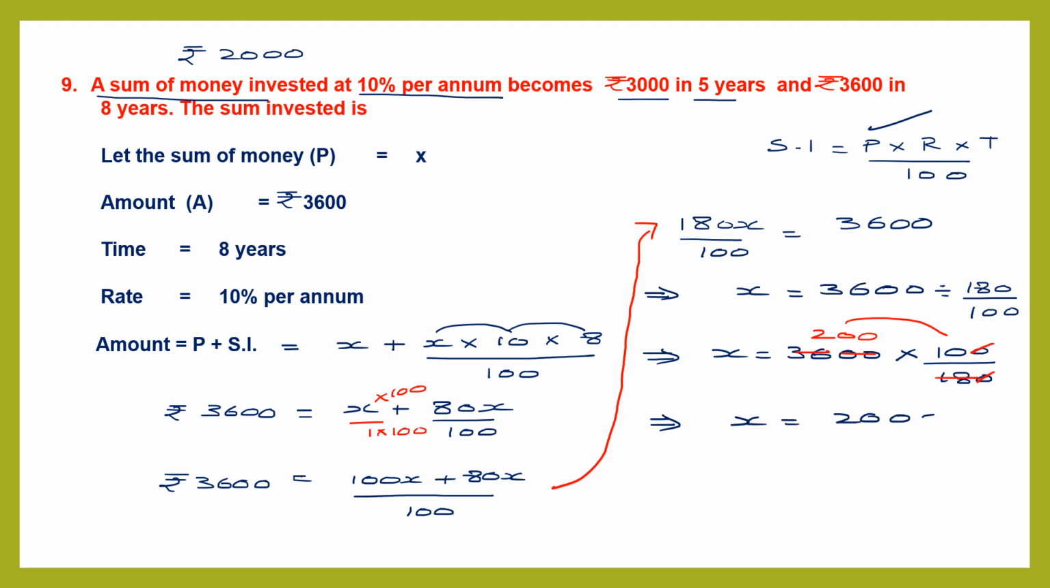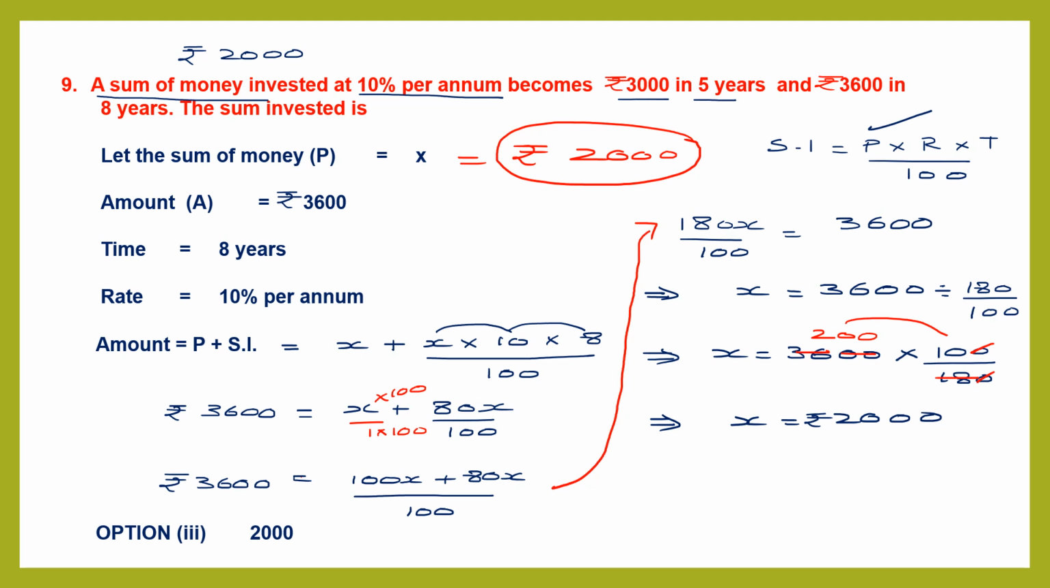And what is x? Right at the beginning we said let the sum of money be x, and x is 2000. And as you can see, even in the first case we found out it is 2000. Now in the second case also it is 2000. So let's write the answer here. So this is 2000 rupees, the sum invested. So we have confirmed it with the second one also. So this is our answer, that is option 3. Option 3, 2000 rupees is our answer.